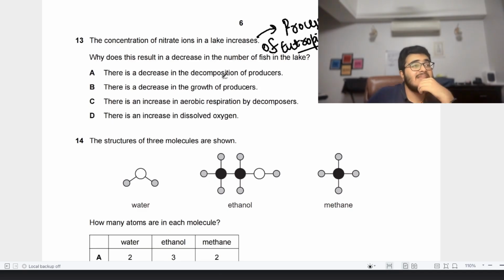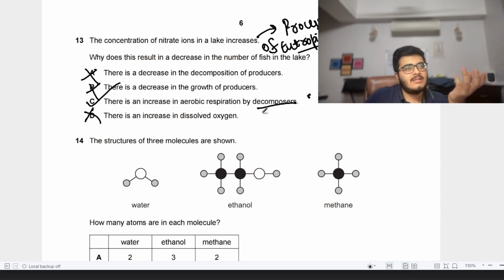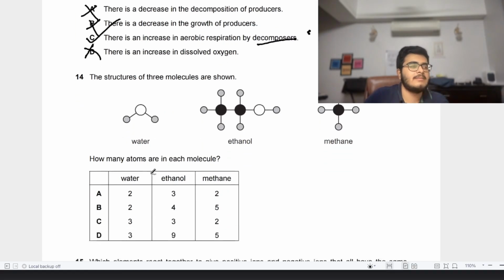So there is a decrease in decomposition? No. There is a decrease in growth of producers? No. There's an increase in aerobic respiration by decomposers, which is most likely. There is an increase in dissolved oxygen? No. So marine animals die because there is increase in decomposition by decomposers as they increase their aerobic respiration. So C part is the correct answer.